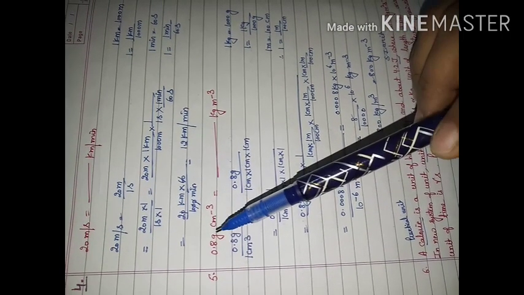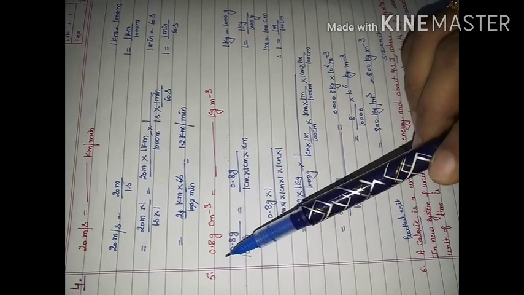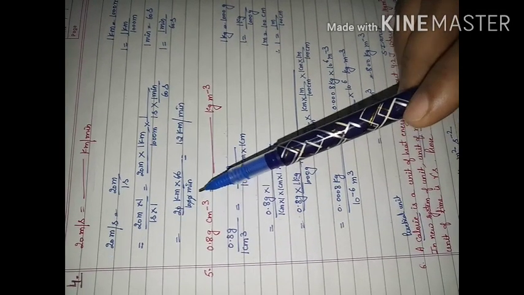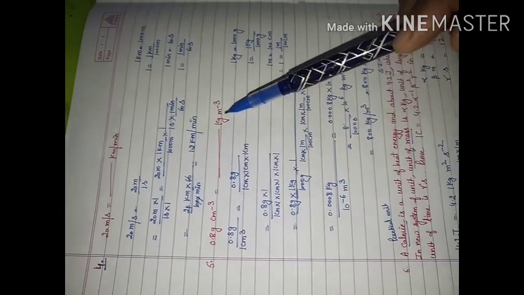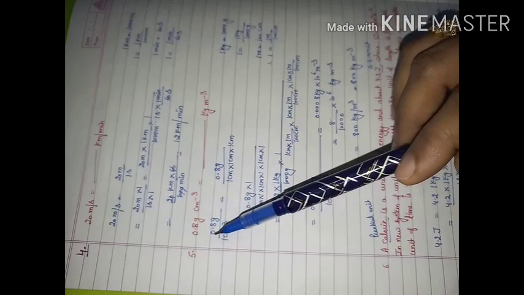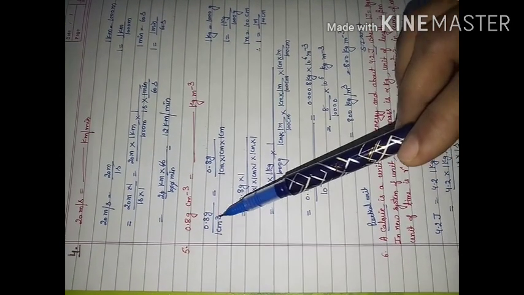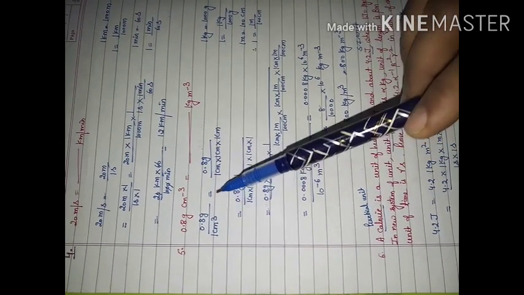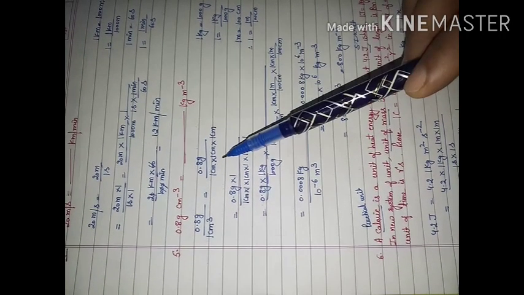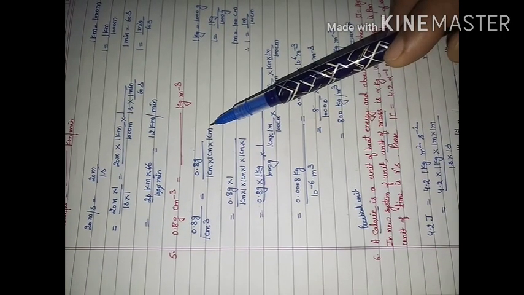Similarly, this density is given in the CGS system, 0.8 gram per centimeter cube. You are supposed to convert it into the SI system. This is 0.8 gram divided by 1 centimeter cube. 1 centimeter cube I can write like this also: 1 centimeter into 1 centimeter into 1 centimeter.